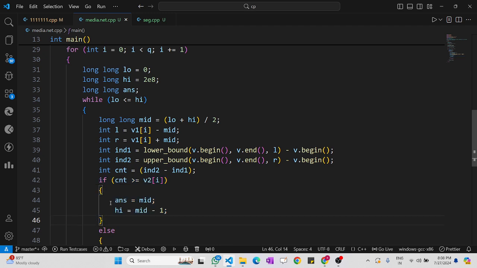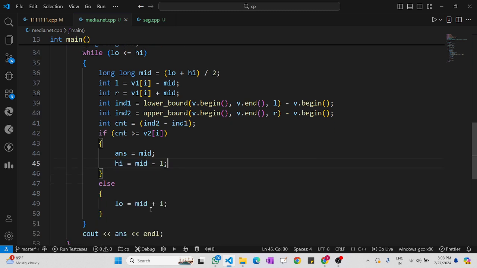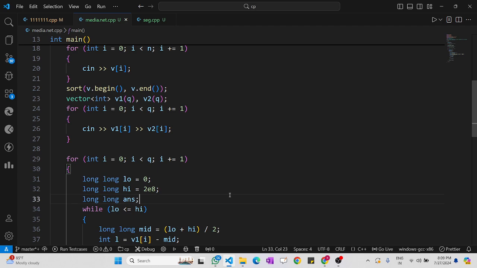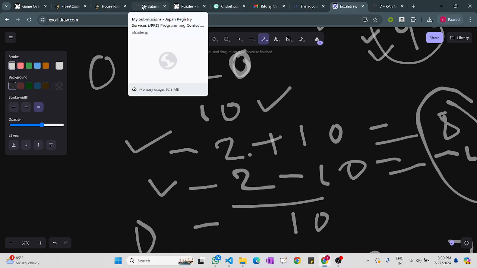If it is, then that might be my answer, but we'll have to search for some smaller answer, right? So we'll shrink my search space to high is equal to mid minus 1, and if this is not the case, then we'll do low is equal to mid plus 1, and we'll do this again and again until we get the right answer, right? And whenever I get the answer, I will just print the answer, and then yeah, this question is done. So let's submit this code.